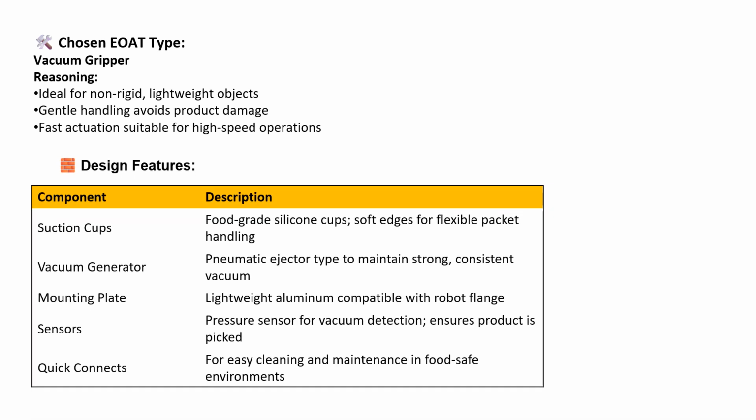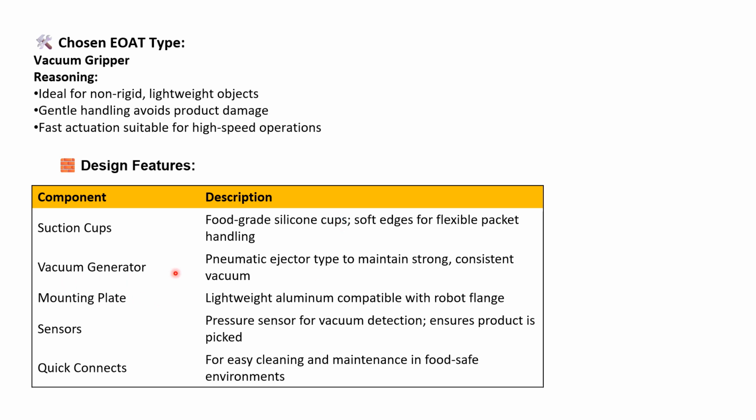So what will be the design features? Definitely we need to choose the suction cups, and those will be food grade silicone cups with soft edges for flexible packets. Whenever we select suction cups from, let's say, Festo or SMC, we need to check these things. What is the material of the suction cup? This is how the design is done. We need to take into consideration all these small parameters.